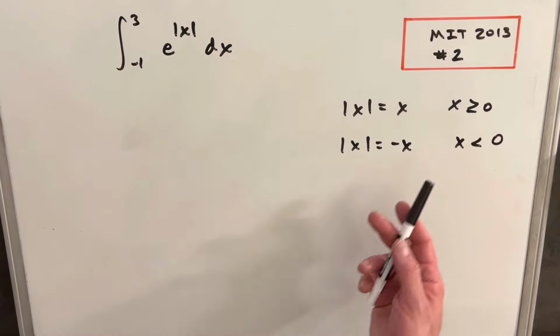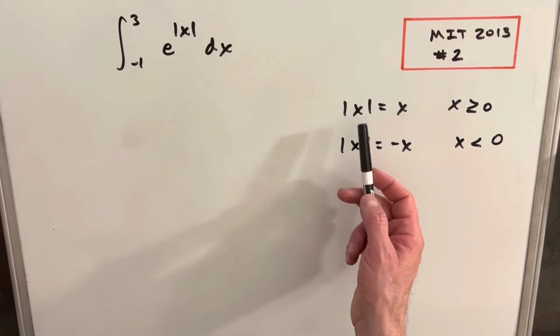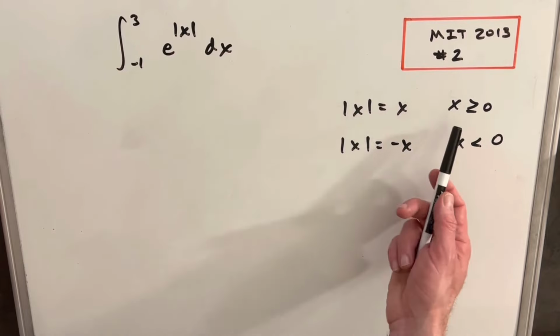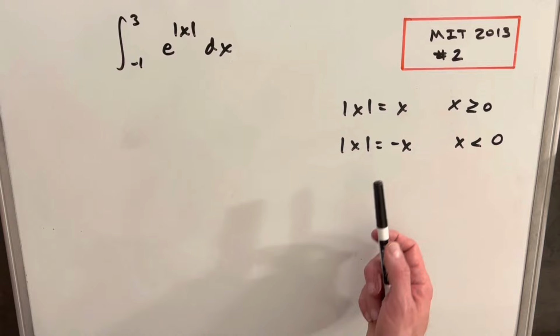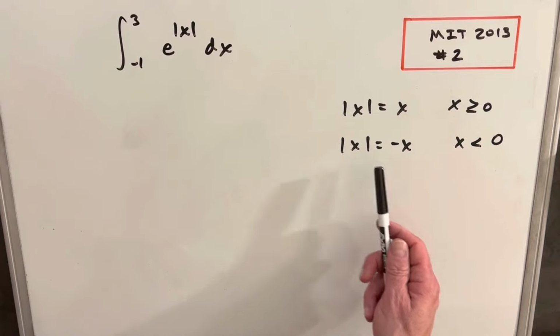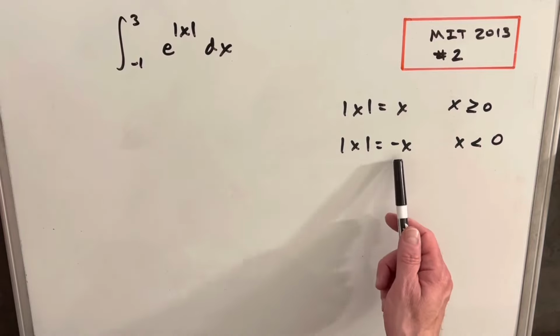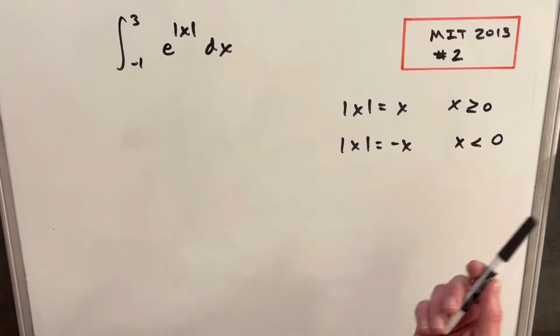Okay, so we really just have these two conditions, right? For the absolute value of x, if x is greater than or equal to 0, we just have x. If x is less than 0, we can take the negative of x, and then we've just reversed the sign.